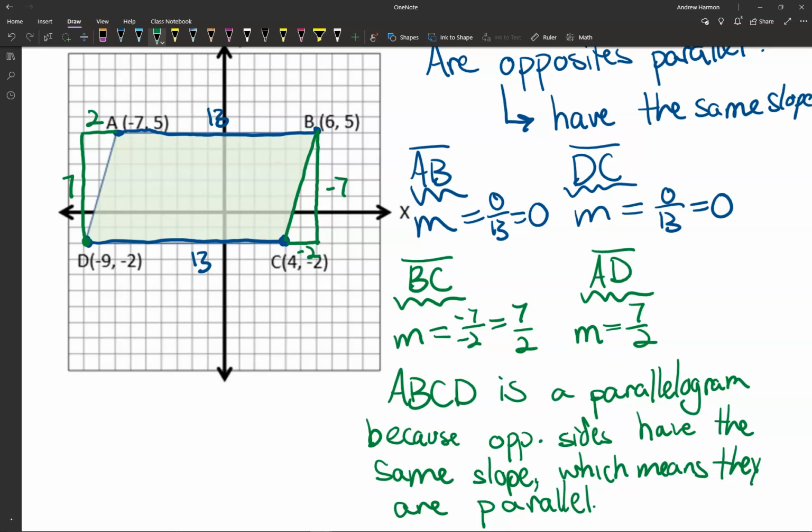Alright, so that was a good example of proving two different shapes on the coordinate plane. In the next video, we're going to look at a few more specific shapes.